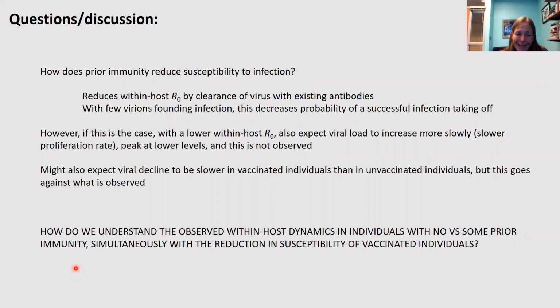So I just want to end with a question of, how do we understand the observed within host dynamics in individuals with no versus some prior immunity, simultaneously with this reduction in susceptibility of vaccinated individuals that presumably acts through decreases in within host R naught?